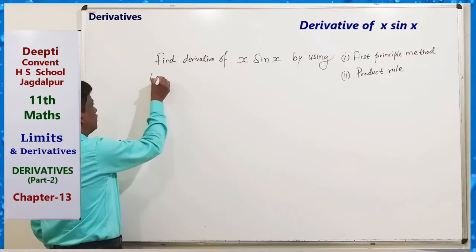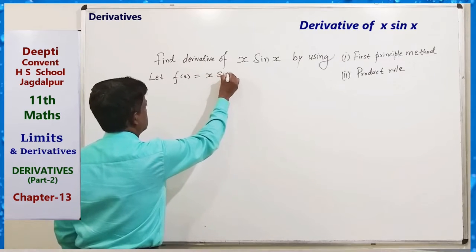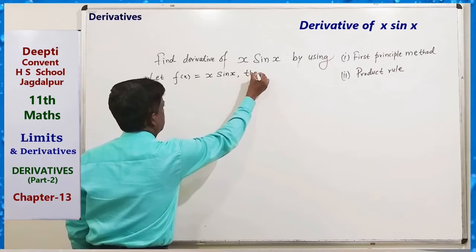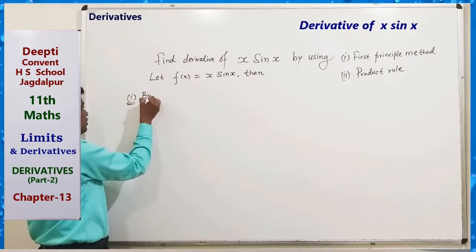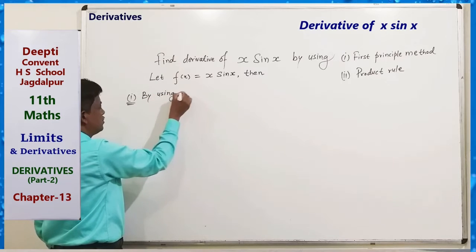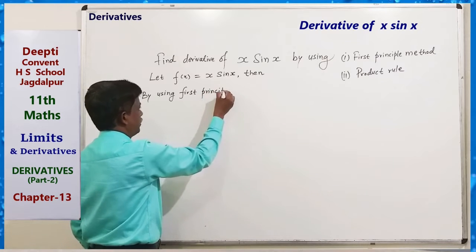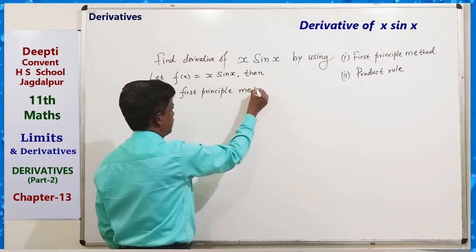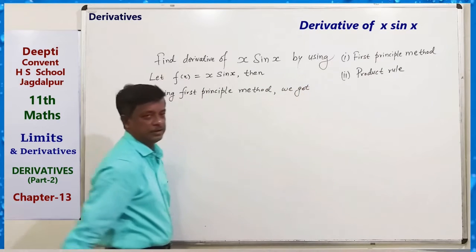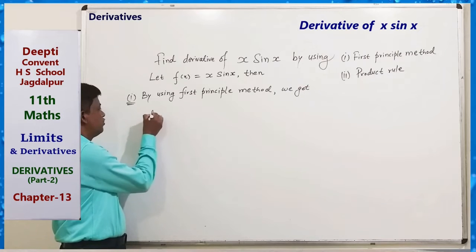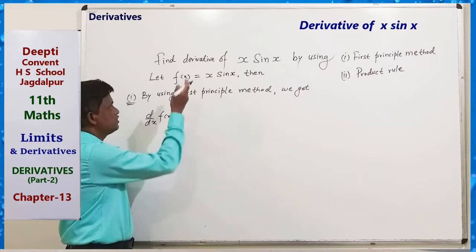So let f(x) equals x sin x. Then, by using the first principle method, we get the derivative of f(x). Here f(x) means what? x sin x.